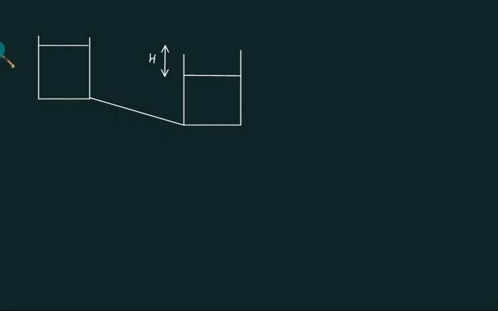This one is pipe number 1 connected. So for this pipe, this one is point number 1. P1 by rho g is 0, V1 square by 2g is 0, Z1 with respect to Z2 is equal to capital H. So on the left hand side I have 0 plus capital H.